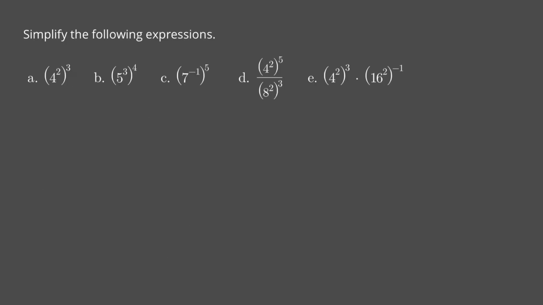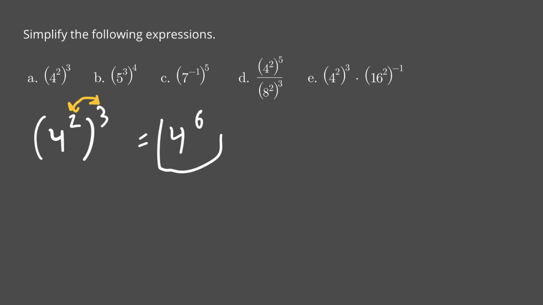For part A, you have 4 squared all raised to the power of 3. Whenever you have a problem like this, you look at the parentheses and the exponents, and you will multiply them together. You can almost think of this like distributing exponents, like some of your factoring problems. So we rewrite this as 4 to the power of 6, because 2 times 3 is 6.